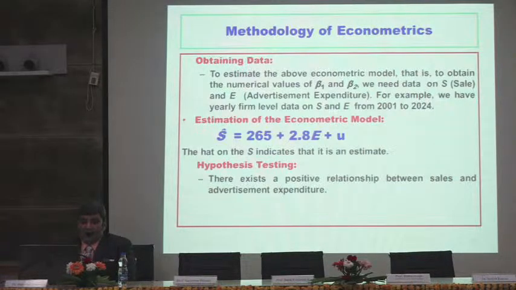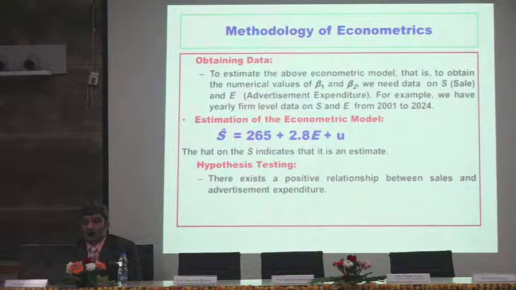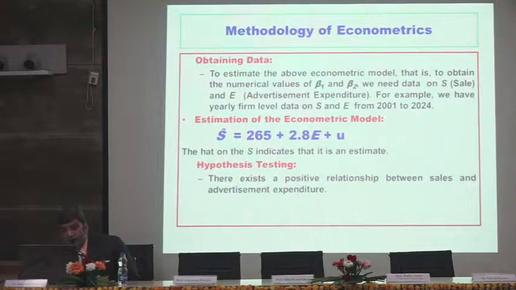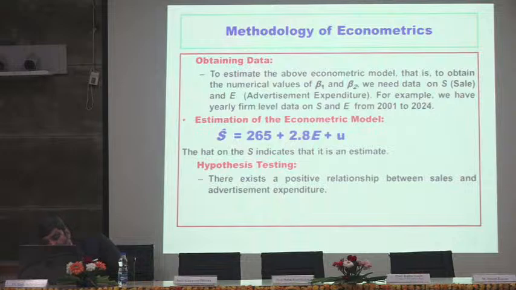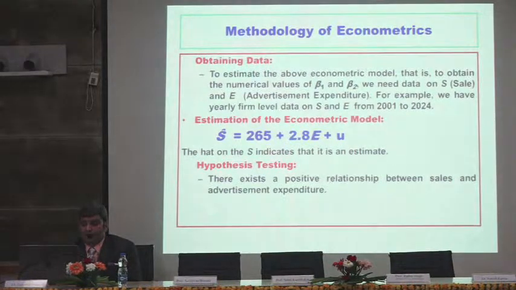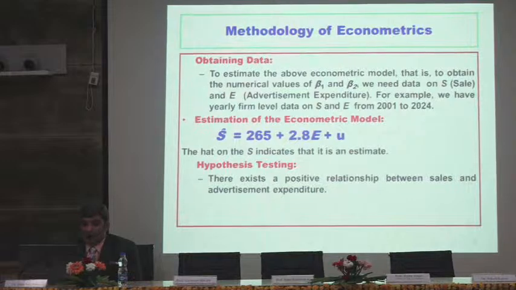So this shows the relationship between S and E. As we increase E by 1 unit, S will increase by 2.8 units. So this result we will use for hypothesis testing. This hypothesis tells us there is a positive relationship between sales and advertisement expenditure, and this we know from the sign of beta 2, that is positive. So we approve our hypothesis by using the hypothetical data.